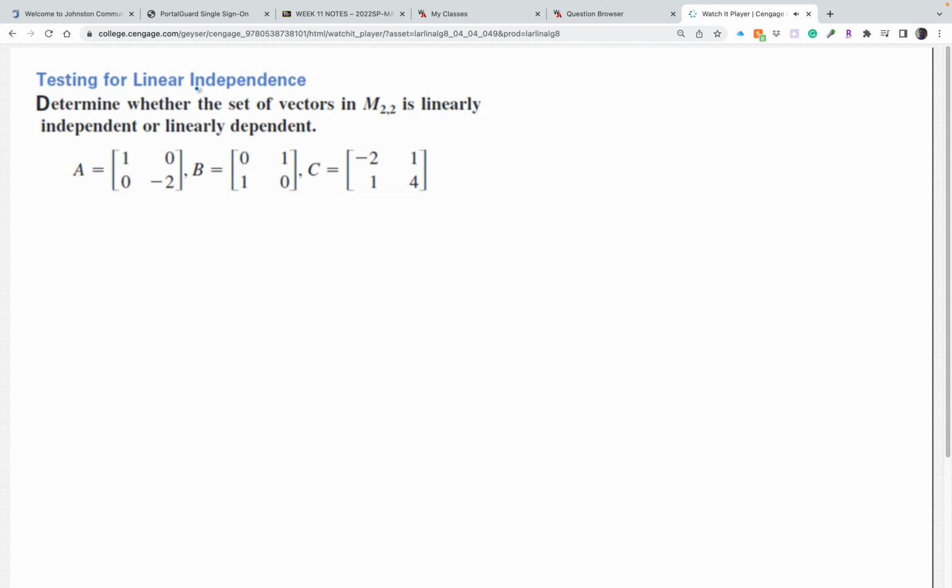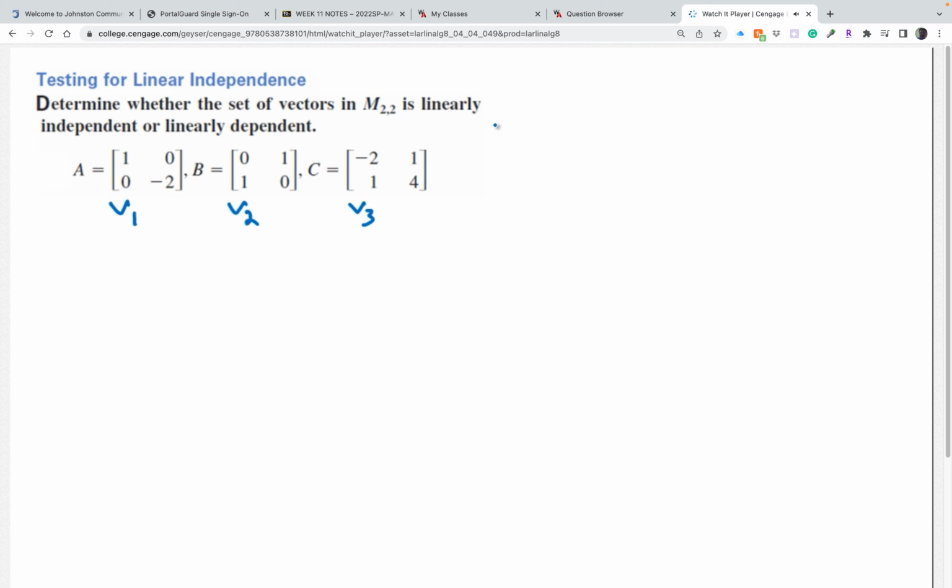Testing for linear independence. Determine whether the set of vectors in M sub 2,2, the set of all 2 by 2 matrices, is linearly independent or linearly dependent. So we have the matrix A, which we'll consider our first vector v sub 1, consisting of 1, 0, 0, and negative 2. The matrix B, which we'll consider our second vector v sub 2, consisting of 0, 1, 1, and 0. And then we'll have the matrix C, which we'll call our vector v sub 3, consisting of negative 2, 1, 1, and 4.